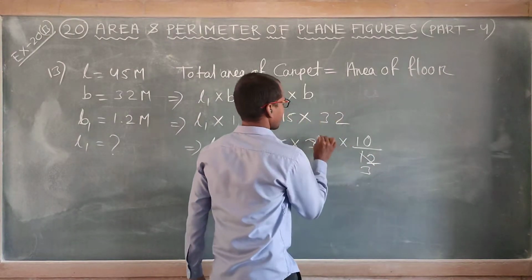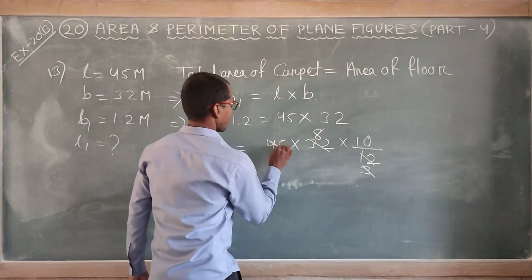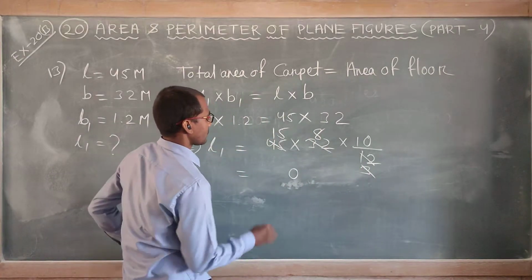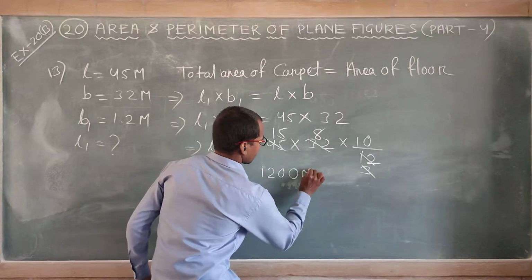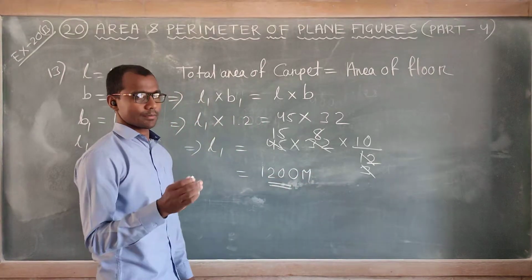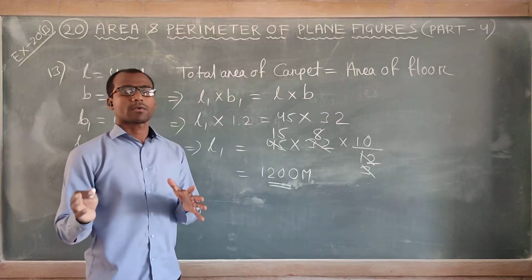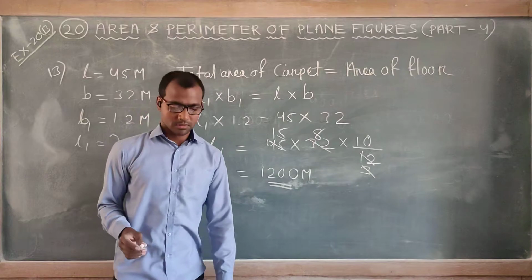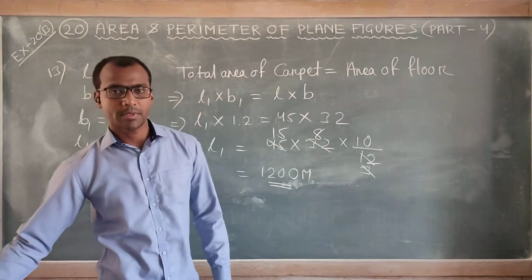4 3s are 12, 4 is 32, 3 15s are 45. 15 into 8 is equal to 120. So the total length of the carpet required to cover the floor of that room, if the dimensions are given, is 1200 meter. Okay. So this is the length of the carpet required.